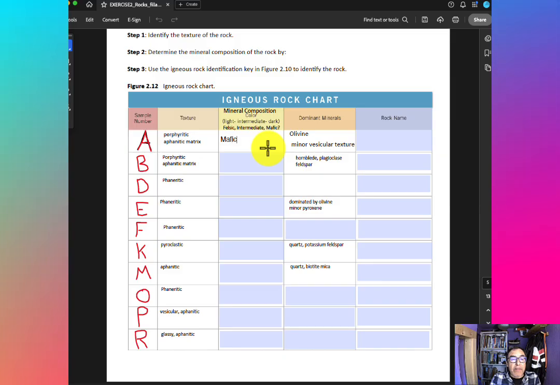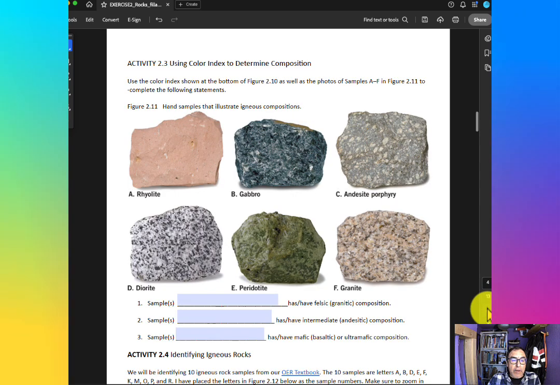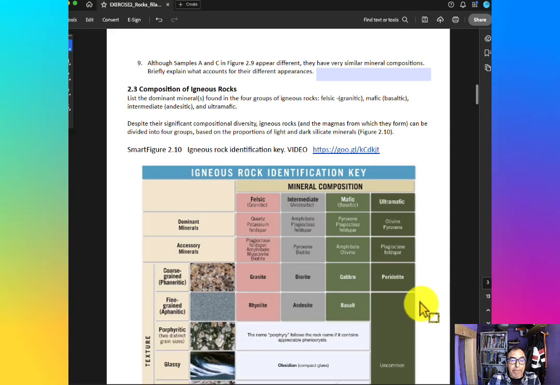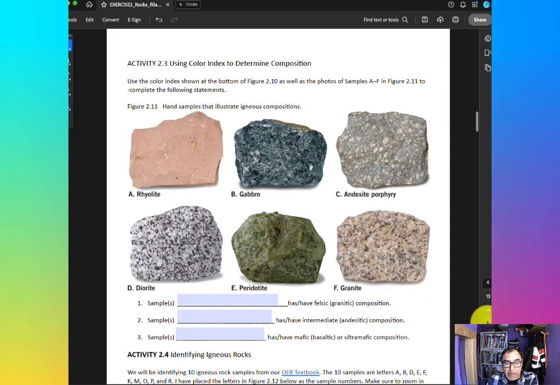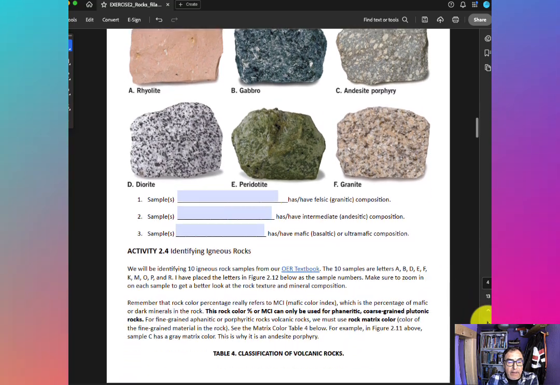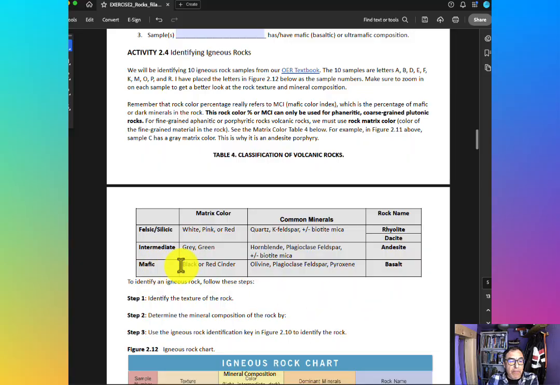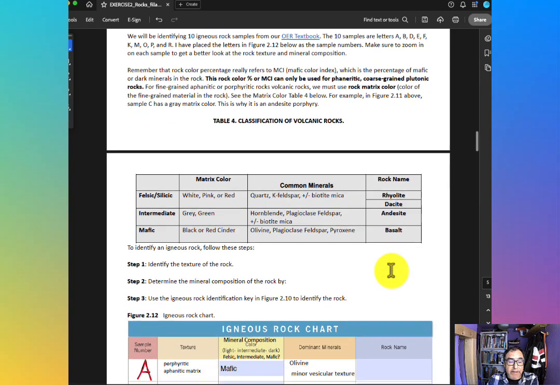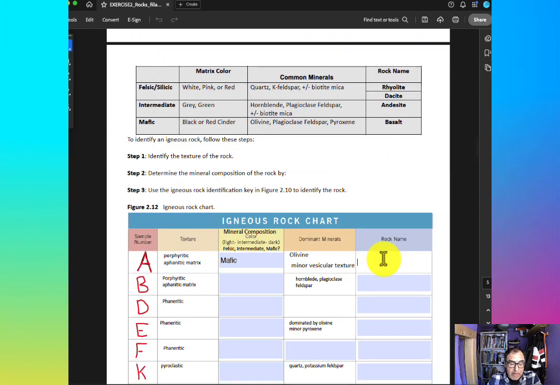So let's put mafic there, right? And I've given you some of the minerals, olivine with a minor vesicular texture. Because it has olivine and minor vesicular texture, we want to use that matrix color, right? Just to help us identify it. As you can see here, if it's mafic, it has that black matrix, and it has the olivine, so it's going to be the basalt, right? So in this case, let's just call it an olivine basalt. Olivine basalt. There we go.